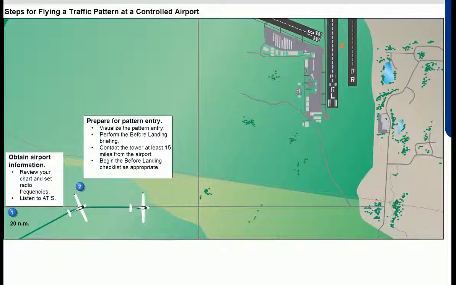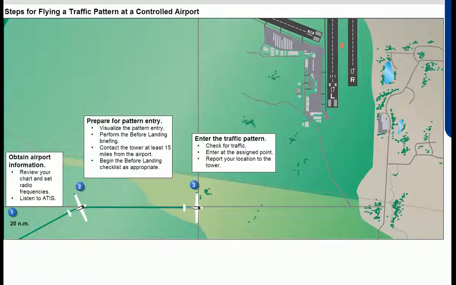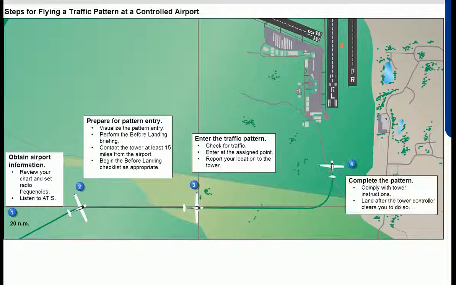As you near the airport with the runway in sight, enter the traffic pattern. Check for traffic. Enter at the assigned point, and report your location to the tower. The final step in flying a traffic pattern at a controlled airport is to complete the pattern. Listen carefully for your call sign and comply with tower instructions. Land after the tower controller clears you to do so.